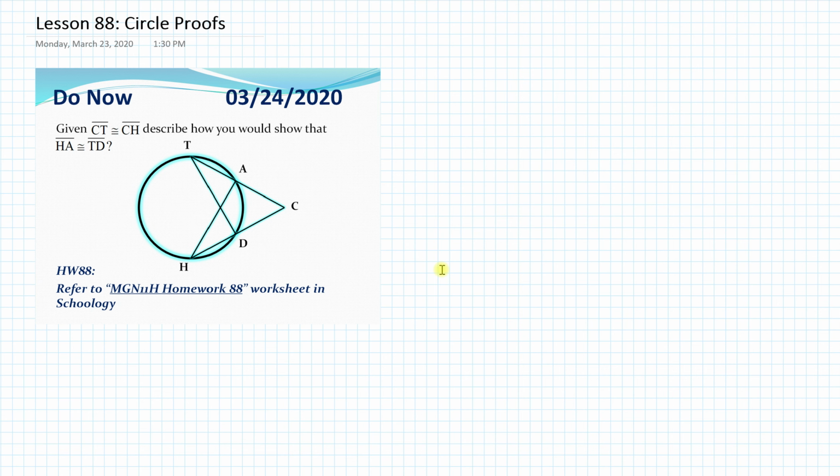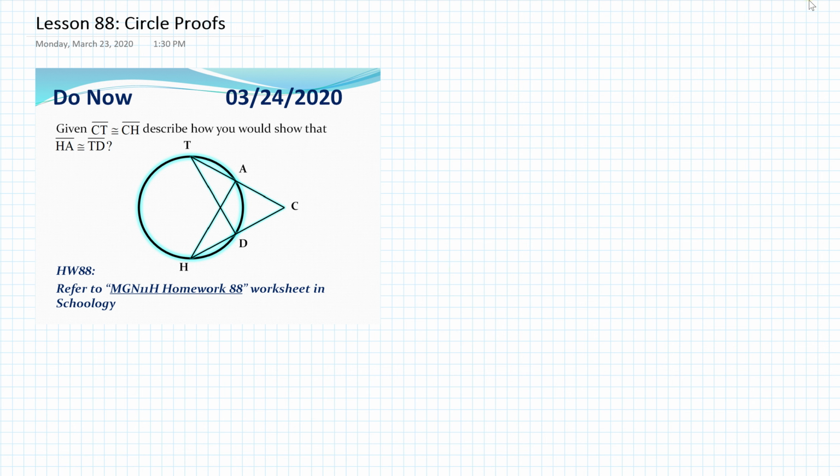This is Mr. Cervone. Today we will be learning about circle proofs in lesson 88. If you look at the do now, we're given that segment CT is congruent to segment CH. Those two segments, when you look at the figure, are considered secants, okay? So how would you describe or show that segment HA is congruent to segment TD? And notice that segment HA and segment TD are considered chords.